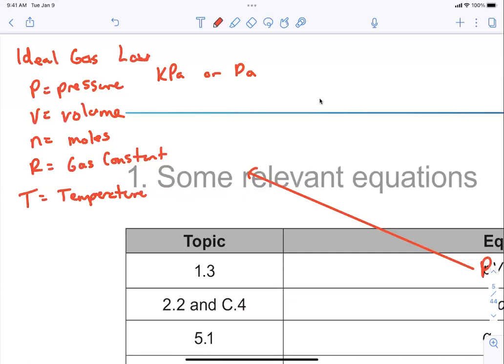Both are units of pressure measurement. Volume can be measured in decimeters cubed or meters cubed. Okay. Moles is just moles. The gas constant is joules per mole per Kelvin. And temperature is always in Kelvin.